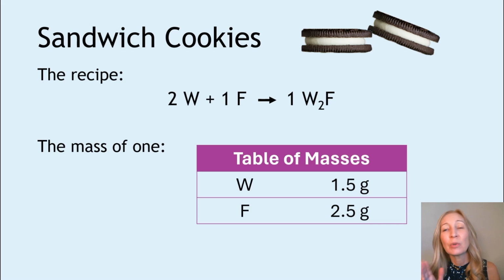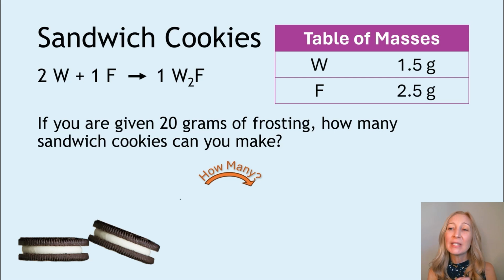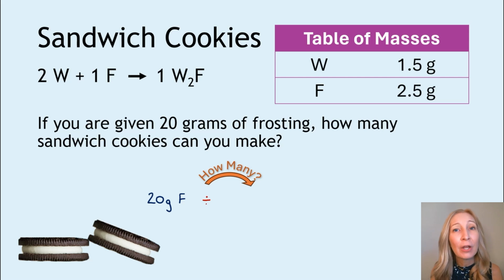So given this new information, we can solve the problem. If we have 20 grams of frostings, how many frostings is that? So to find this, we need to take the mass of the frosting we are given divided by the mass of one frosting. This will give us the number of frostings. So 20 divided by 2.5 is 8.